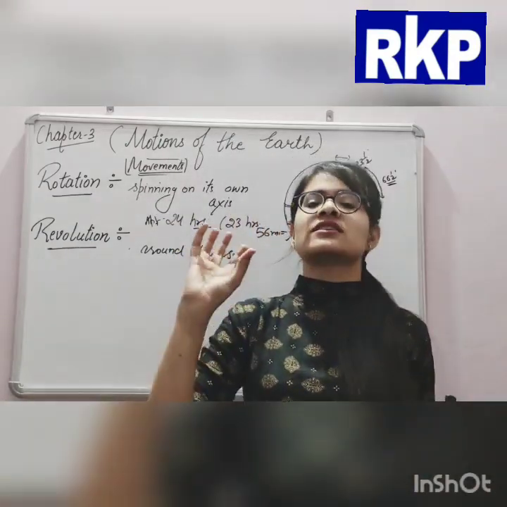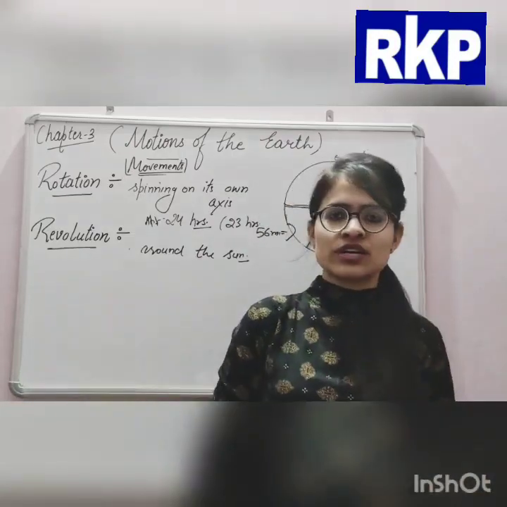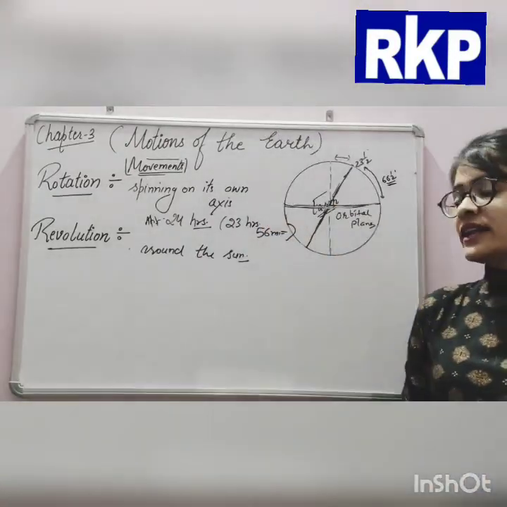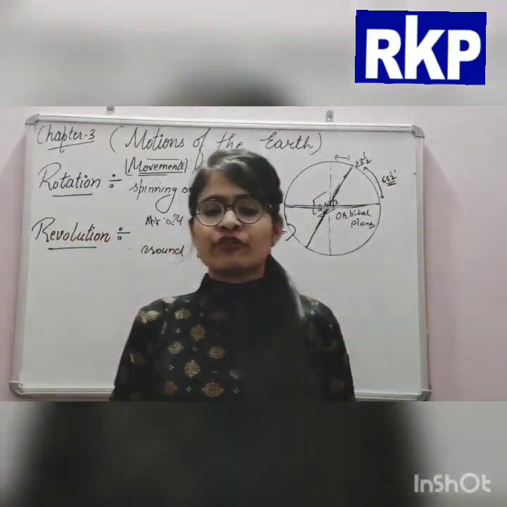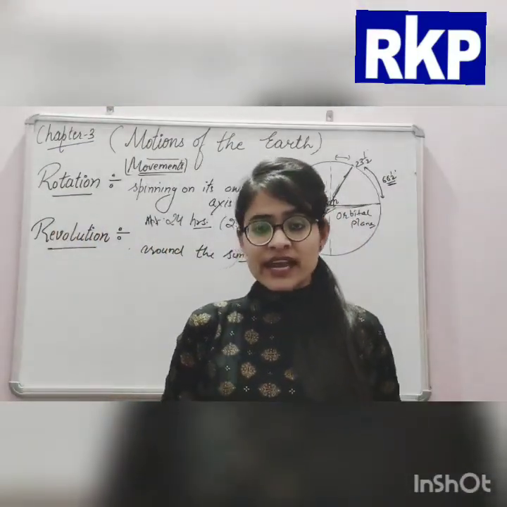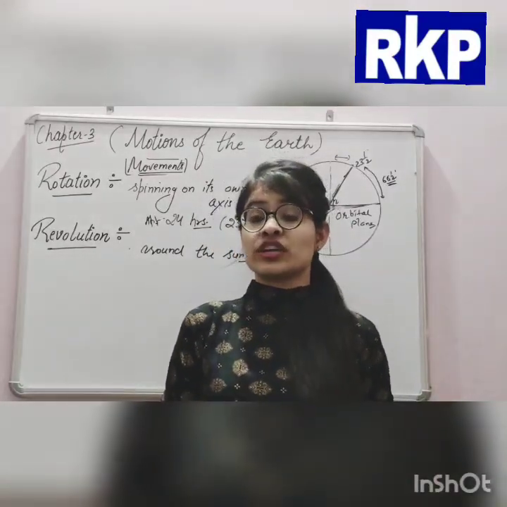In 24 hours the earth rotates, and after that, where there is day it becomes night, and where there is night it becomes day. Clear? And the circle that divides the day from night on the globe is called the circle of illumination. What is the circle of illumination?